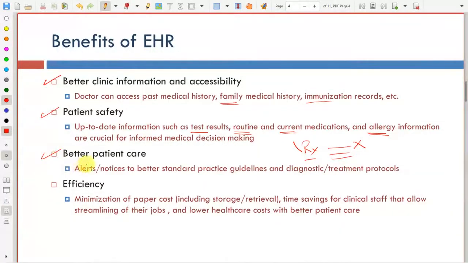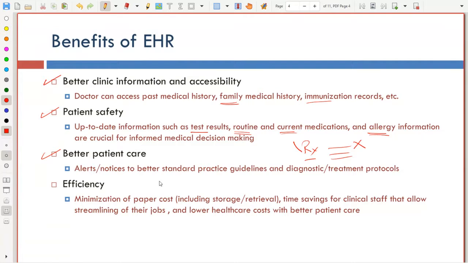Basically, it allows you to have better patient care. This is a little bit advanced, but it is actually used in most countries with good healthcare practice. You have standard practices for each one of the diseases, okay? You have a protocol, a treatment protocol or diagnostic protocol.